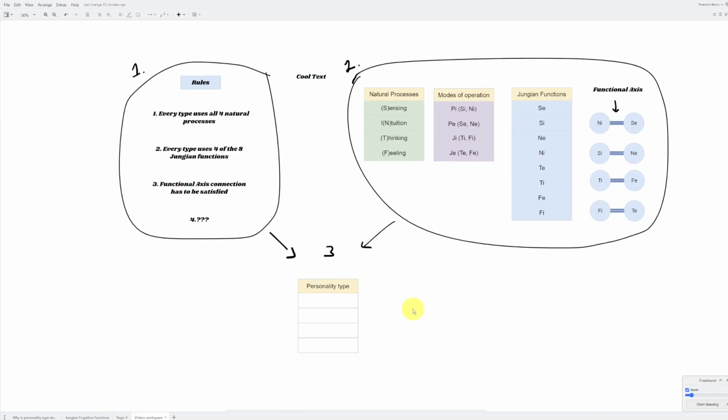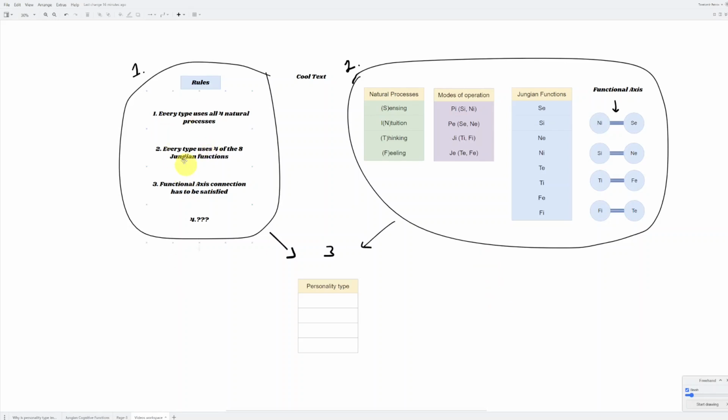Hi guys, welcome back. In this video we're going to learn how to create the 16 personality types using the Jungian Cognitive Functions. By the end of the video you will understand the principles, so you will be able to do it yourself. What we're going to do is, first of all, we have some rules that we have already established, so we're going to follow the rules, and we will need one additional rule in order to make this happen. And on the right side we have all the concepts that we have done so far, and we have them here so we can reference them if needed.